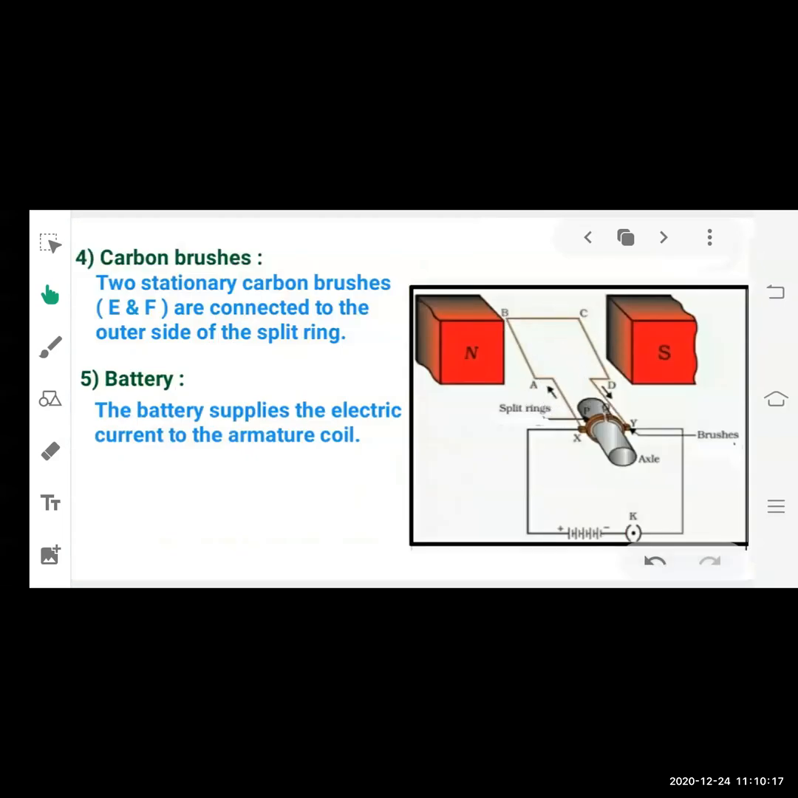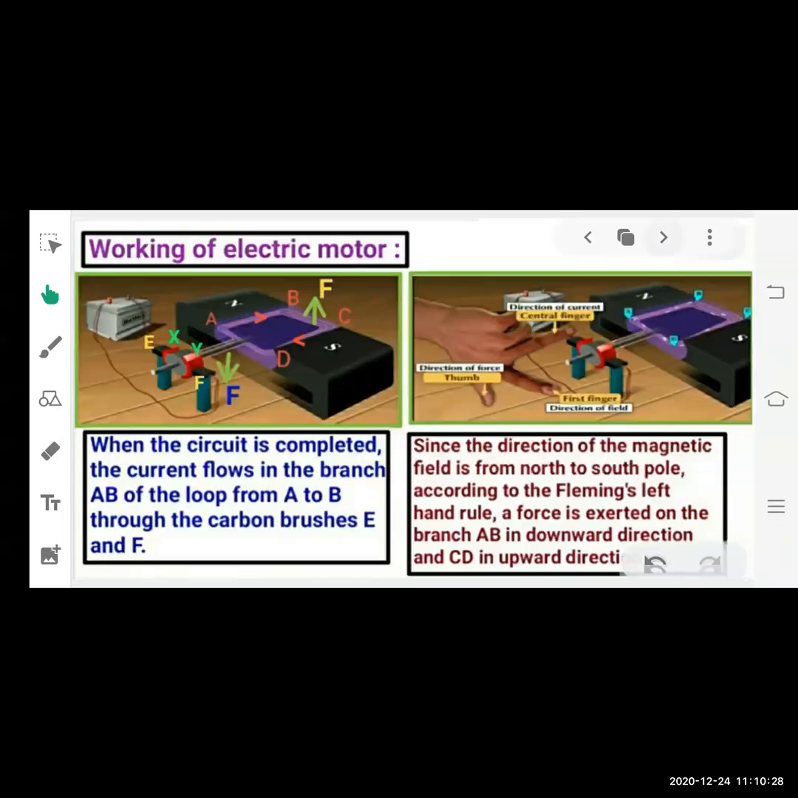When the current starts flowing in the circuit, the armature coil will experience a force, and because of this force it will start rotating. Let's see how it rotates. Once the circuit is completed, the current flows in the branch AB of the loop from A to B through the carbon brushes E and F.